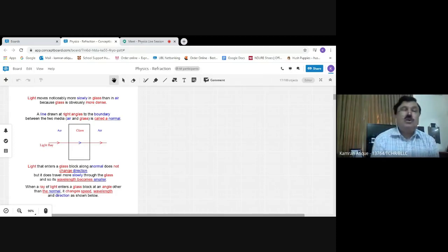Now you also should know the definition of normal. The normal line is called normal because it makes an angle of 90 degrees with the boundary line separating the two mediums. From medium number one, the light is traveling to medium number two. So two different mediums have to be considered if we want to study the concept of refraction of light.